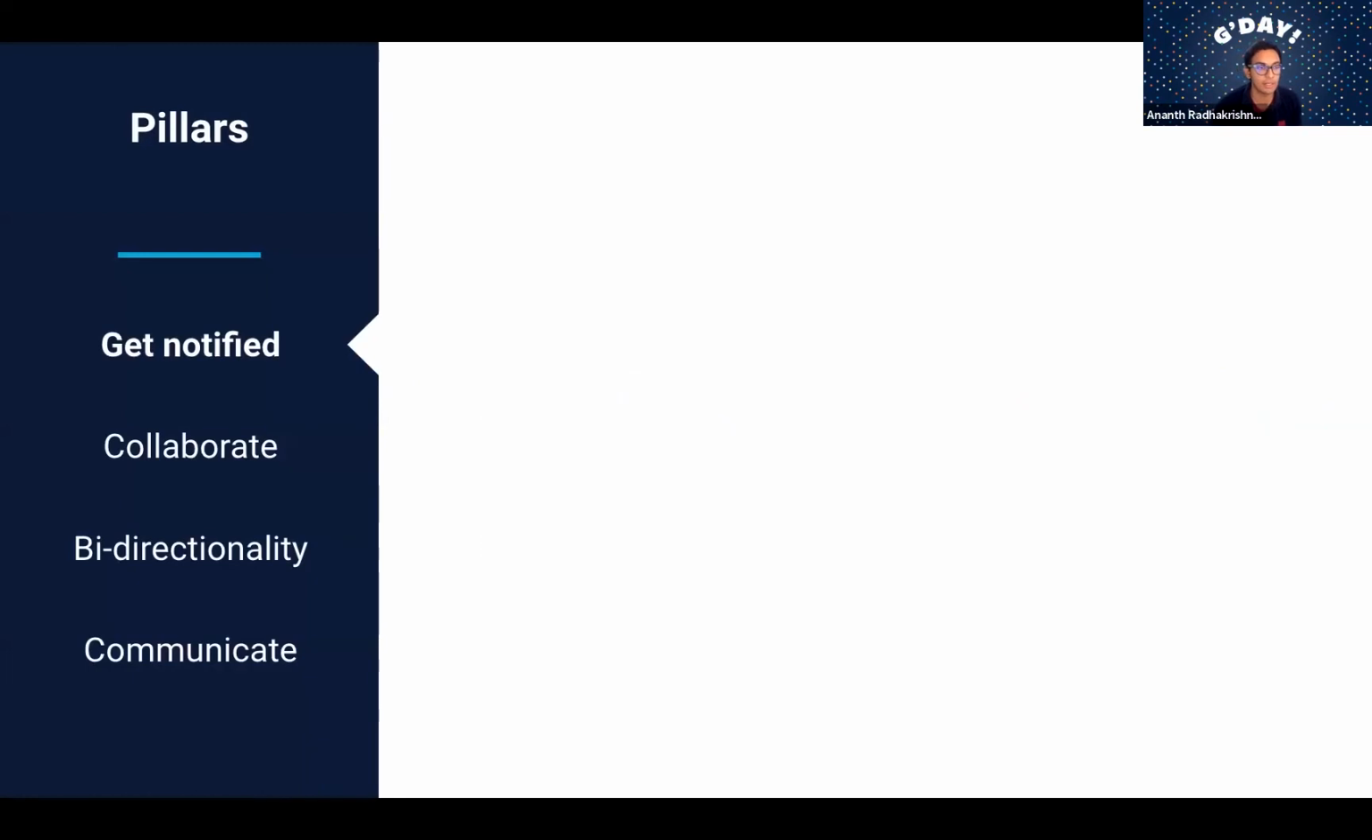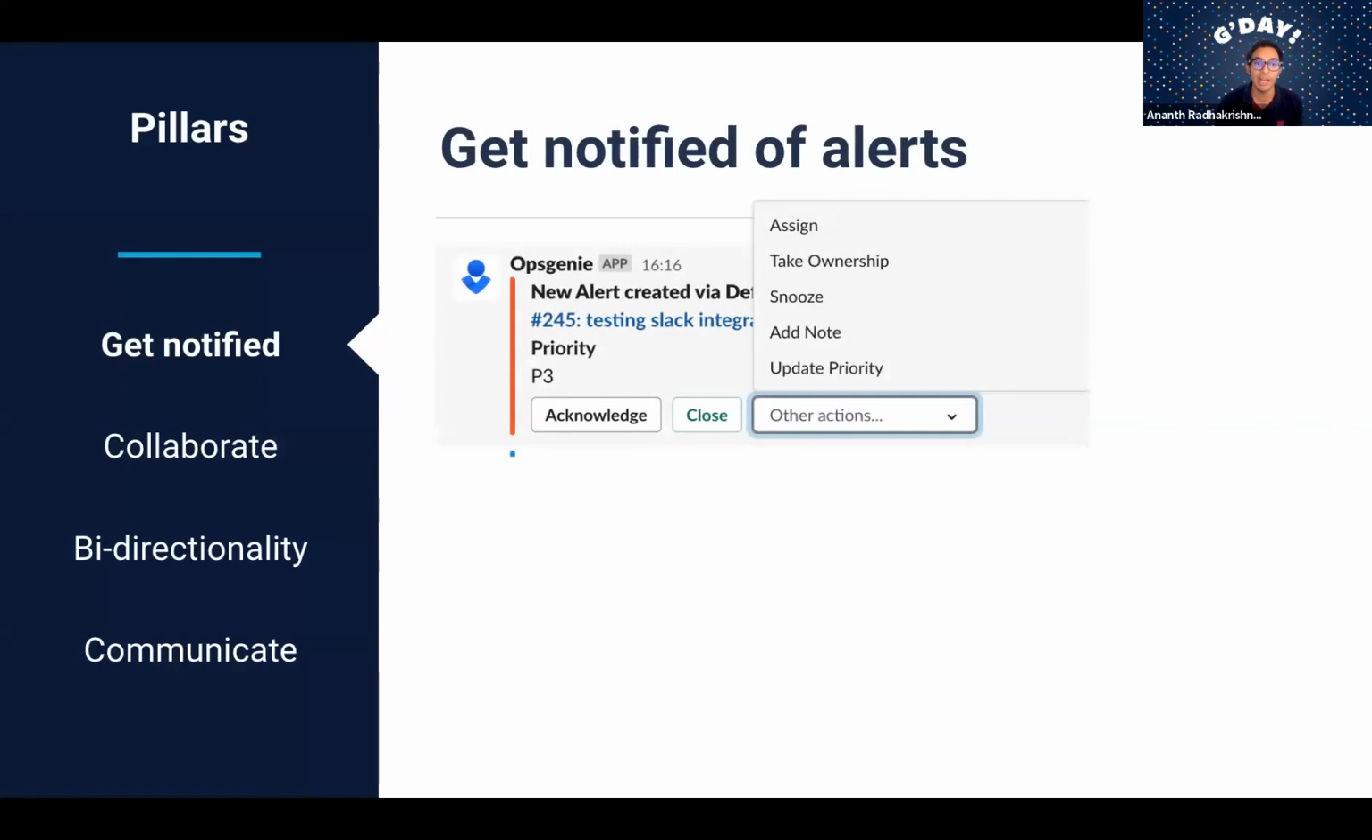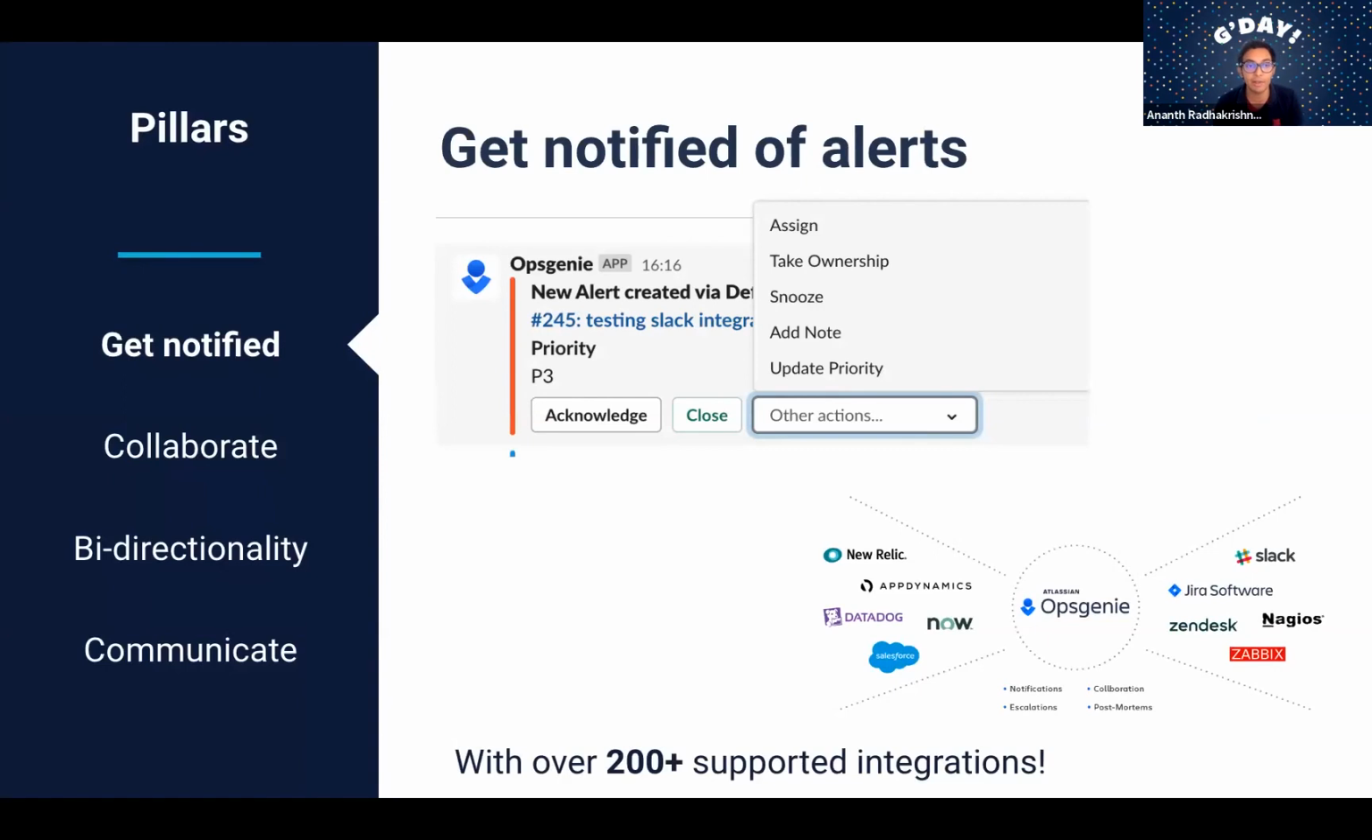Now, to start off with, and just reiterating the pillars, in terms of getting notified, Opsgenie has rich integrations with both Slack and Teams that allow you to get your alerts in your Slack channels or Teams channels of choice. And not only do you get notified, you can set rules that allow you to filter what kind of alerts get sent to which channel, which teams get notified when, and you can take rich actions, like basic actions like acknowledging or closing the alert, but you can also snooze or reassign ownership of the alert to other teams.